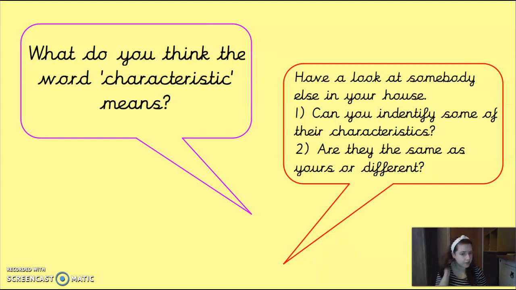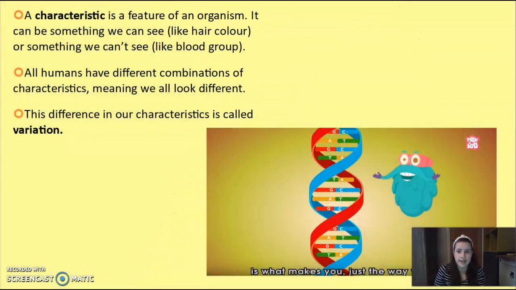Okay, so hopefully you managed to spot things that are similar and are different. And we're going to look at why that is. So a characteristic is a feature of an organism. So lots of things have characteristics. It could be something we see, like our hair colour, or something we can't see, like what type of blood we are. Now, hopefully, if you ask your parents, somebody might know what type of blood you are. That's not something that you'd be able to tell just from looking at yourself.